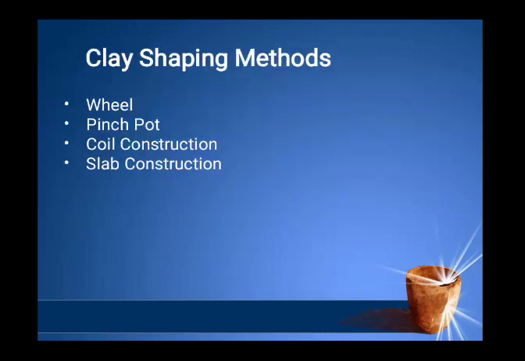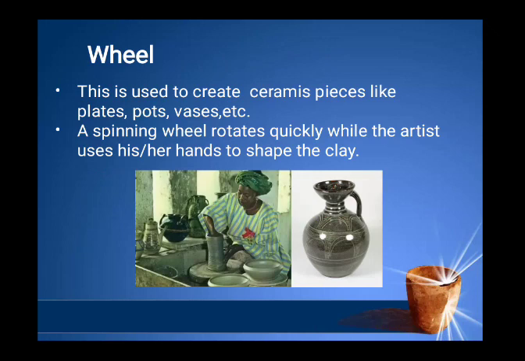Clay shaping methods. We have four methods of working with clay. Number one, wheel. The second one is pinch pot and coil method. Then we have slab method. Wheel. This is used to create ceramic pieces like plates, pots, etc. A spinning wheel rotates quickly while the artist uses his or her hands to shape the clay.